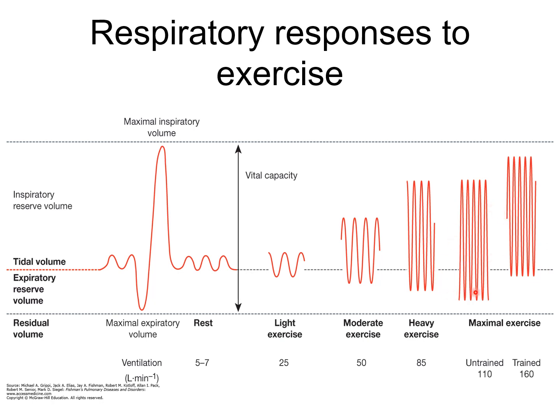So for untrained individuals, they tend to expire more forcibly during maximal exercise than trained individuals. But the inspiratory volume is lower. Now, one of the reasons for this may be, as we see here, if you look at the actual vital capacity of these two, it's very similar.